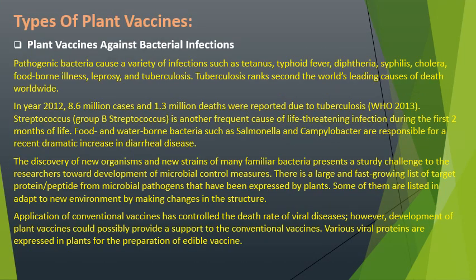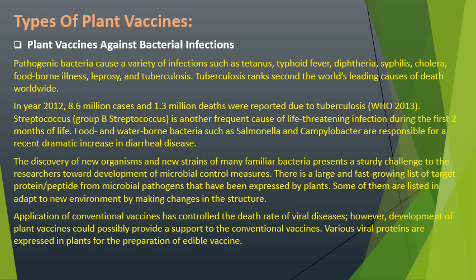Now we will talk about the potential of this plant vaccine by their effect on bacteria, viruses and other parasites. First we will talk about the plant vaccine which works against bacterial infections. Pathogenic bacteria cause a variety of infections such as tetanus, typhoid fever, diphtheria, syphilis, cholera, foodborne illness, leprosy and tuberculosis. And tuberculosis ranks second as the world's leading disease which caused millions of deaths worldwide.